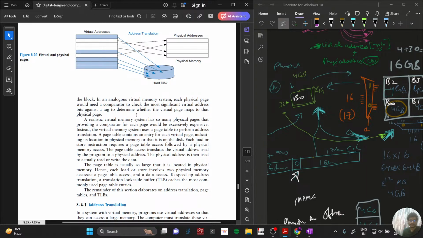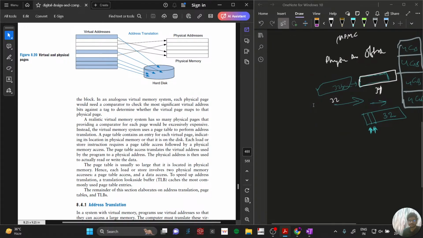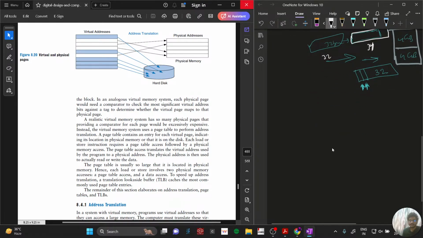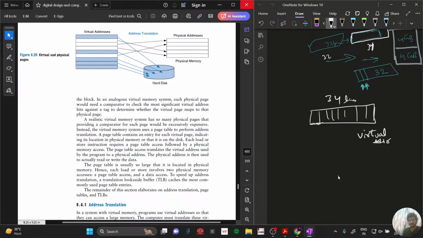Okay, maybe the hard disk contains those. Let's see. My interpretation is, this is a virtual address. So I have, let's say, 34 lines of virtual address. So you have some pages in a secondary storage, and each location, each address, has some tags associated with it. Okay, I think I got this.